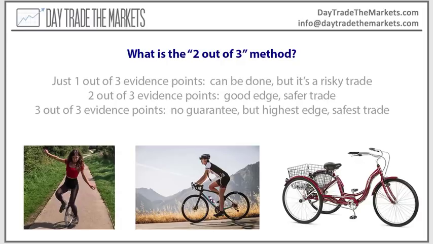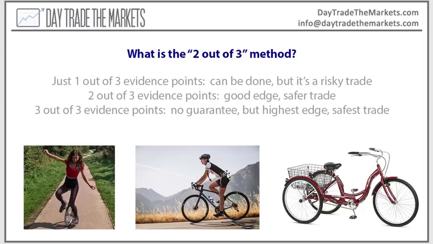So, if you look at the image on the left, it's a unicycle. It's like having 1 out of 3 evidence points. You can certainly do it, and if you're an expert, it looks great and you look very smart, but it's certainly risky. You're going to fall when you're riding a unicycle, especially until you're an expert. You can do it. You just have to know what you're doing.